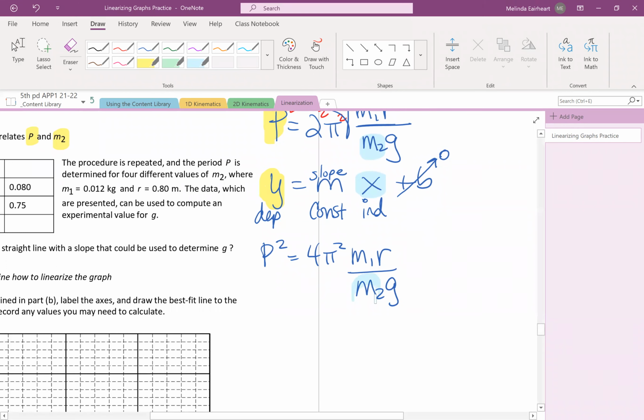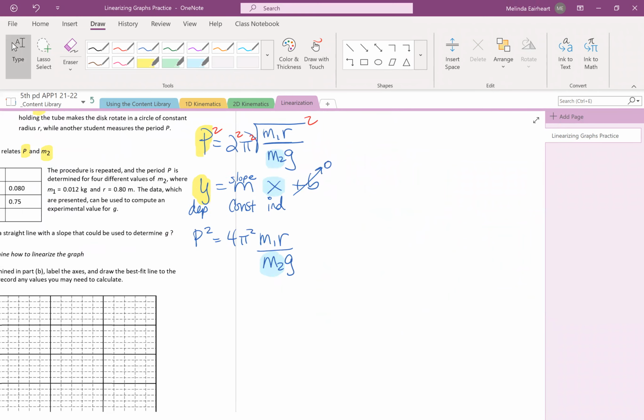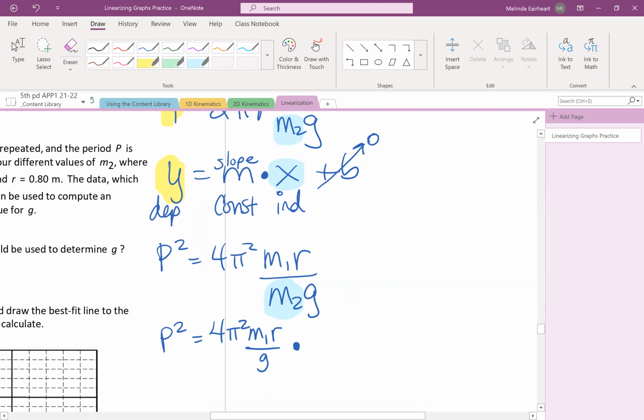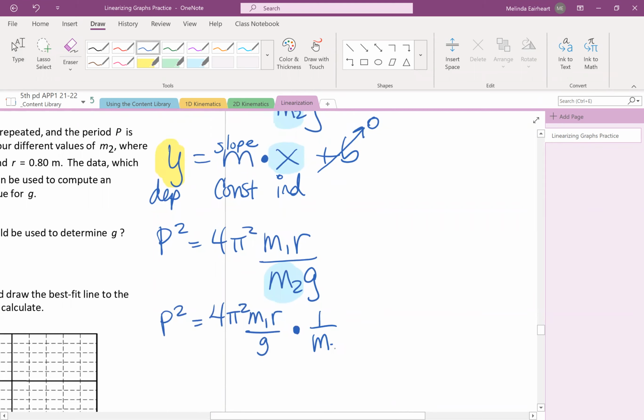Again, I'm trying to get M2 away from the constants. We're separating constants and non-constants. Notice it's in the denominator. I can't change that fact, right? And so to pull it out, we would get P squared equals 4 pi squared times M1R over G times, because slope times X, right? What would you multiply to keep the equality? 1 over M2. Okay. Again, this isn't the only way to do it. It's one way to do it.